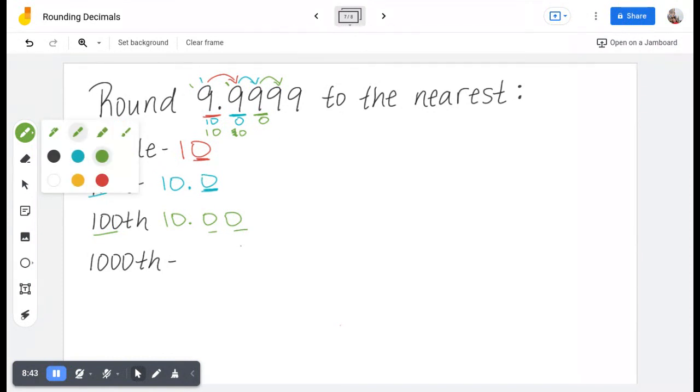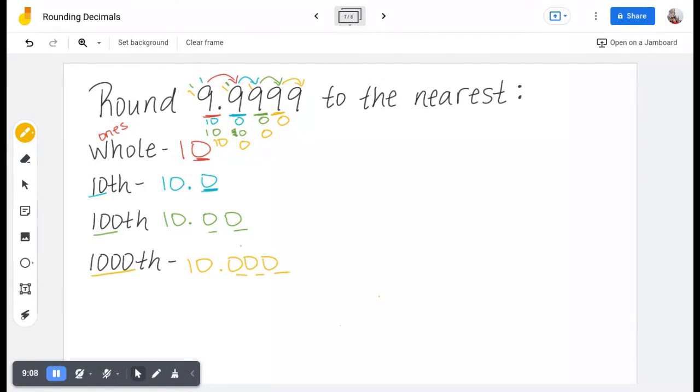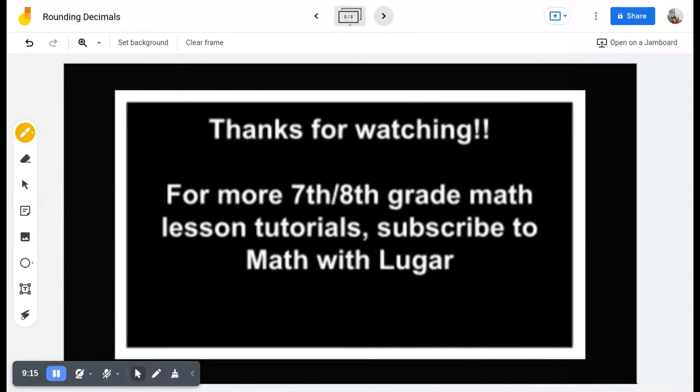I bet you can already figure out what's going to happen for the thousandths. We know we need to round up, so we're going to round it up to a 10, means put the 0, carry the 1. Okay, then that one goes up to a 10, so put the 0, carry the 1. So that one goes up to a 10, put the 0, carry the 1. So 10.000. The main difference is this one said thousandths, so you better go to the thousandths. That's rounding decimals. Hopefully that helped clear up some of your confusion if you were having any.